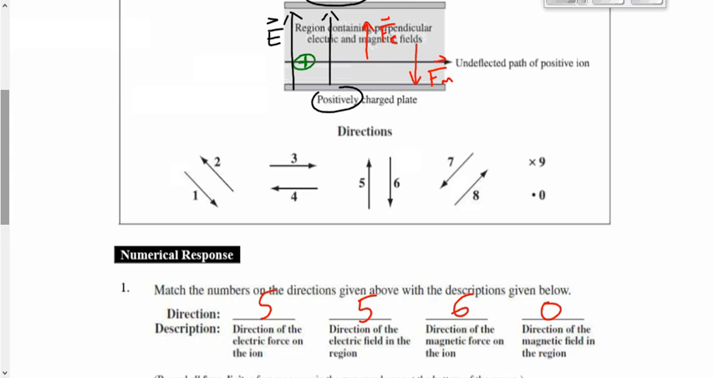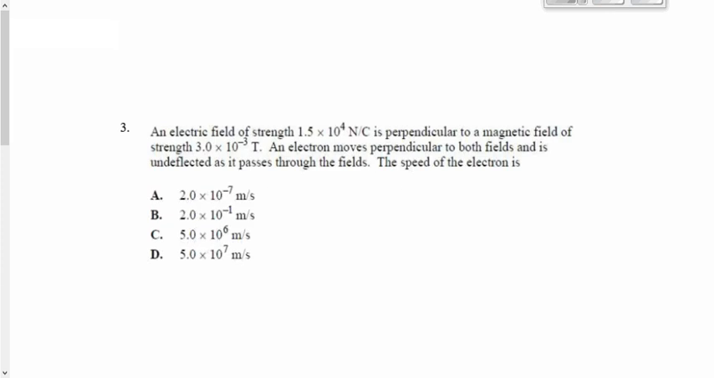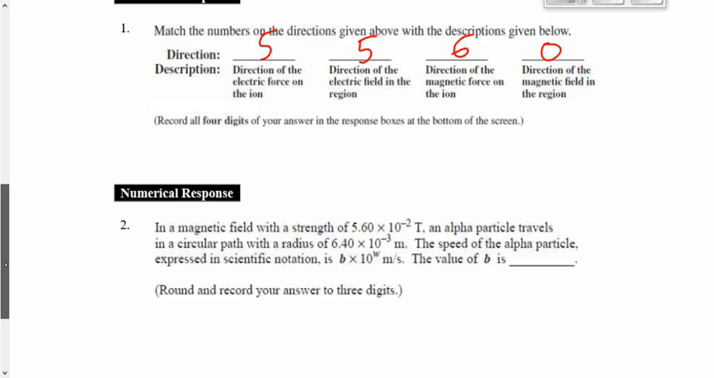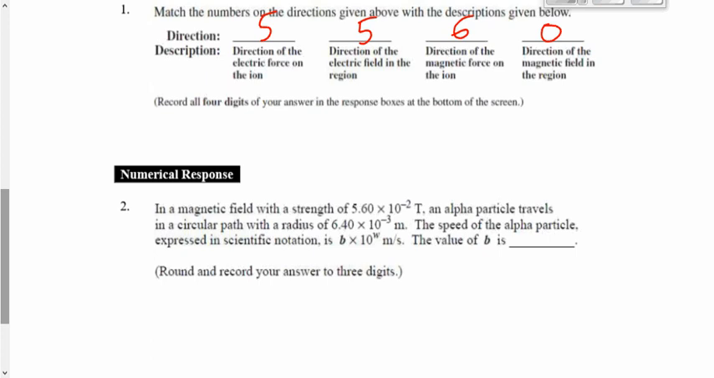And number 2, numeric response number 2. In a magnetic field with a strength of this value, an alpha particle, I'm going to circle that because we just have this temptation of using the charge and mass of an electron, since that's the most commonly used particle that we have, travels in a circular path. What's the speed of the particle?